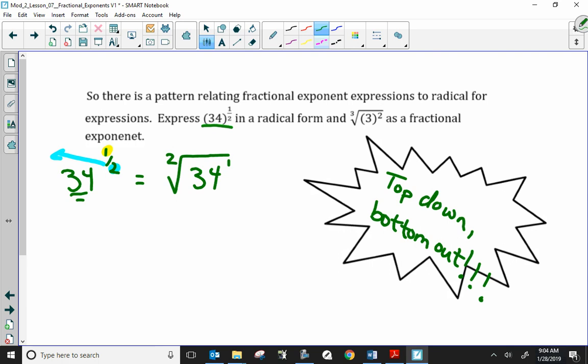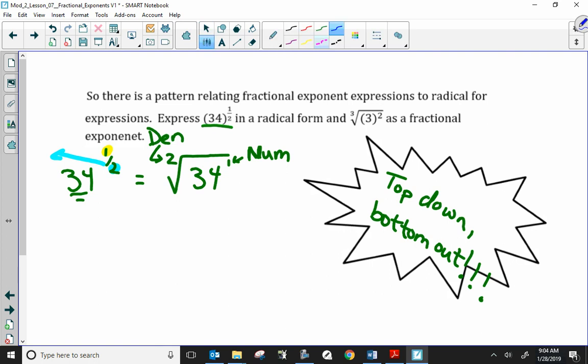Now, some people just need it straight: how does this work? Your numerator stays with your base, and your denominator becomes your root. I just like to say top down, bottom out. It's easier to say and makes you visualize the actual process. The denominator is your root, and the numerator is the exponent with your base. But this works both ways.